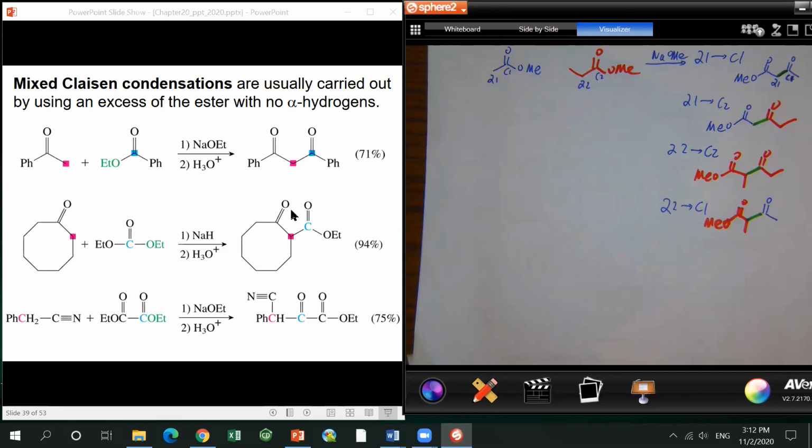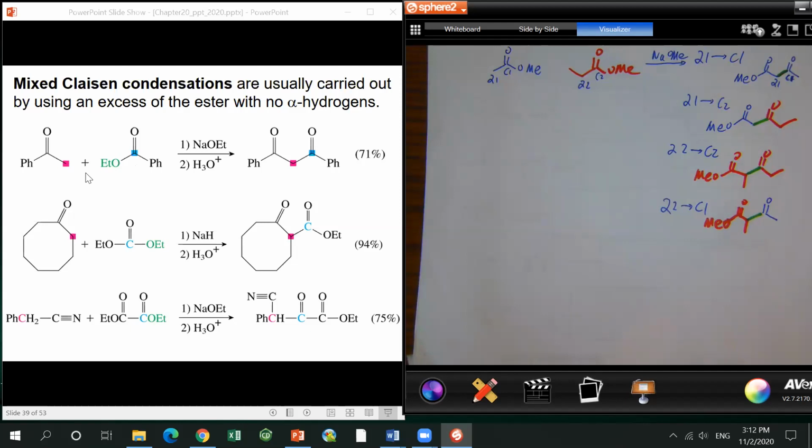Yeah, sorry. For the mixed Claisen condensation reaction, we use an ester without alpha hydrogens, also actually without alpha carbons. For example, this is the benzoate ester, and this one is diethyl carbonate, which is also an ester. And the last one is also an ester. Those cannot act as the nucleophile; they can only contribute the carbonyl carbon and the leaving group.